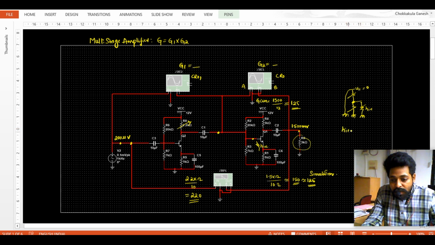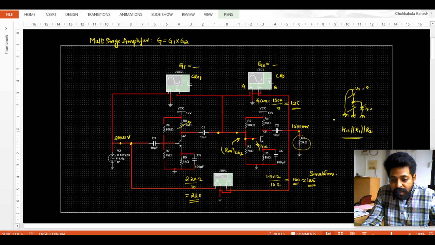So now HIE parallel with R1 parallel with R2, there will be this much resistance we can expect from this point to the ground. So from this point also to the ground, right? So I can expect there will be an input resistance of your second stage CE amplifier. It will be of this much.